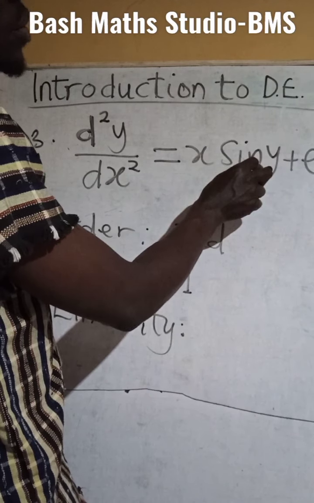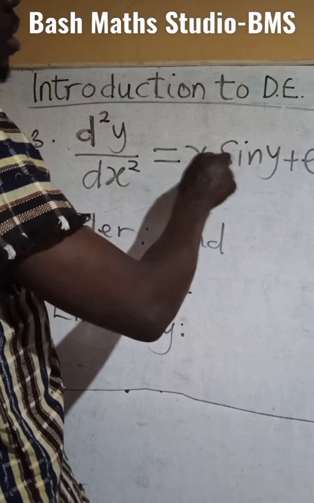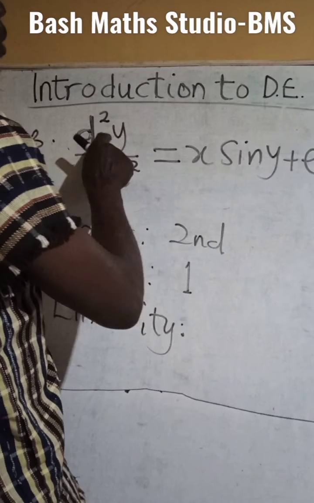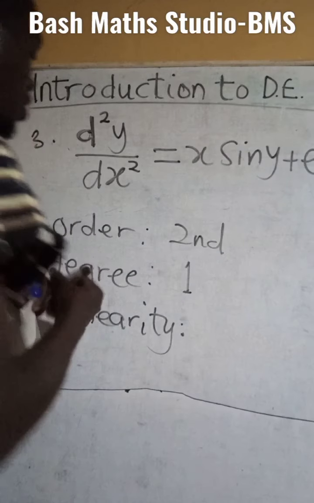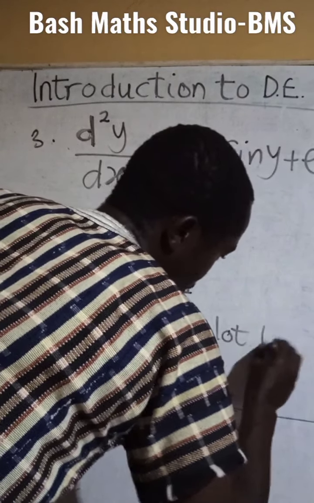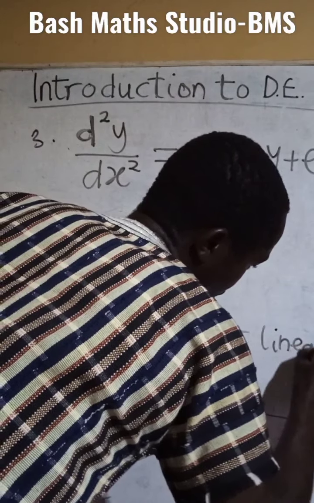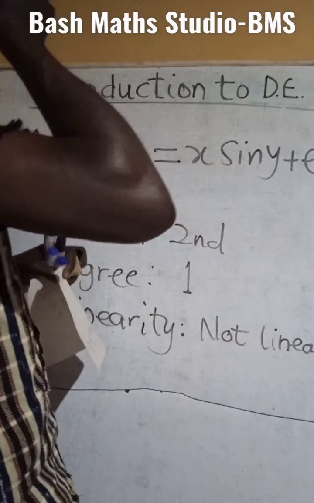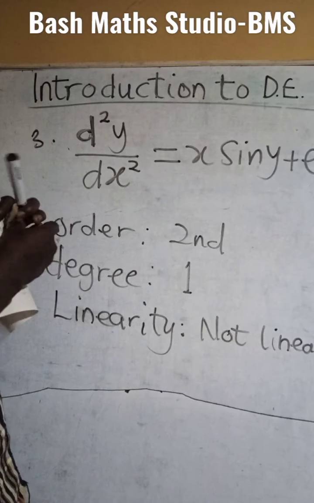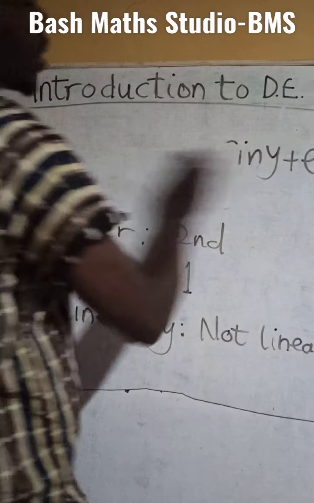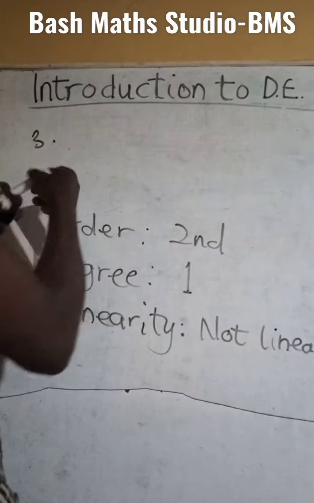So we say that as long as the nonlinear function sine is in terms of y, which is the dependent variable, we say that this equation is not linear, or nonlinear. It's nonlinear, you see. So that is it for this one too. Let's move to last but not the least.